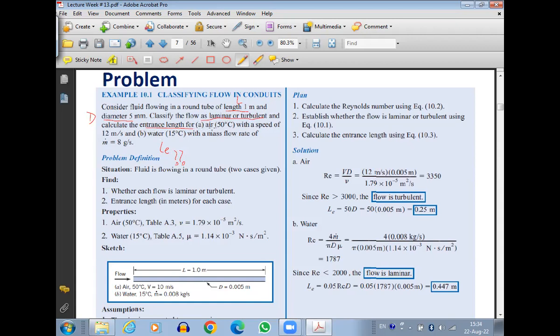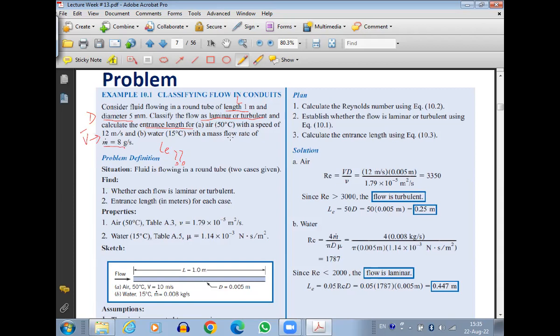For air with a speed of 12 meters per second, so the velocity for the case of air is provided. This is the mean velocity, obviously. And water with a mass flow rate of 8 grams per second. So for part A, we are given the velocity. For part B, we are given the mass flow rate.